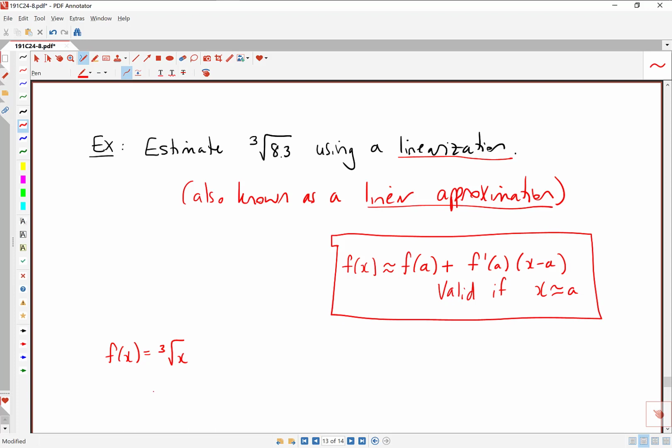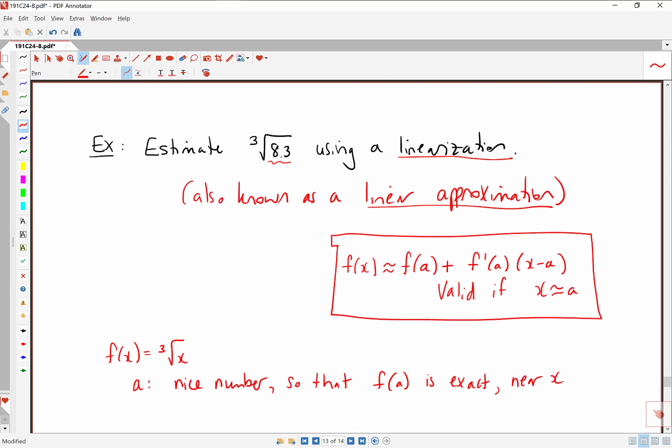Okay, and then we need to choose an a value. A is usually a nice number, meaning it's usually a whole number, usually something like 8 or 2. It has the added property that when we put it into our function, it gives us an exact value. Meaning in this example, a is going to be a number that works out nicely when we put it into the cube root function. Our a value should be near x so that our linearization is valid. And the x value that we're going to be using in this problem is 8.3.